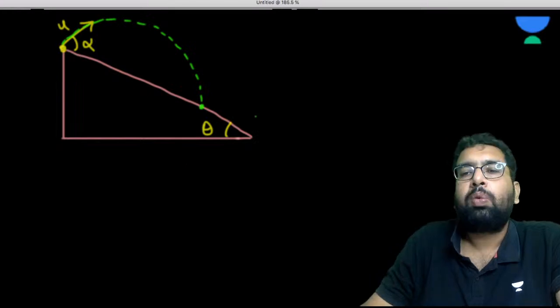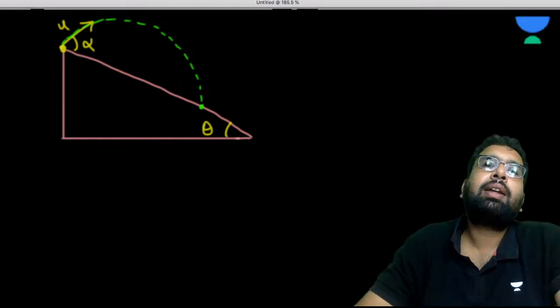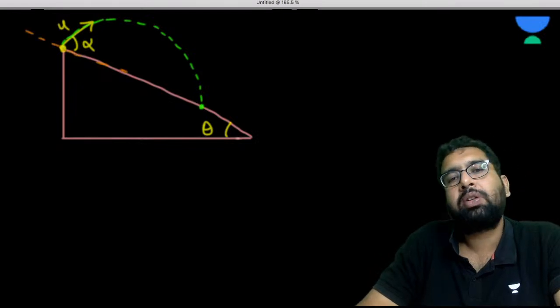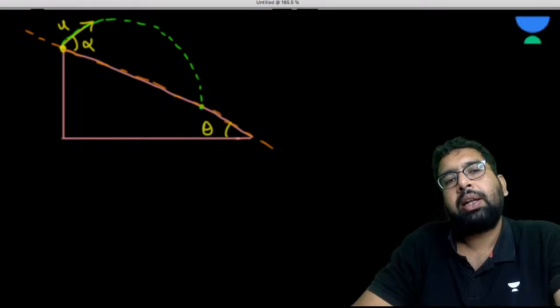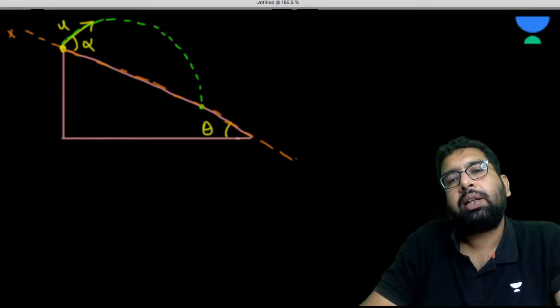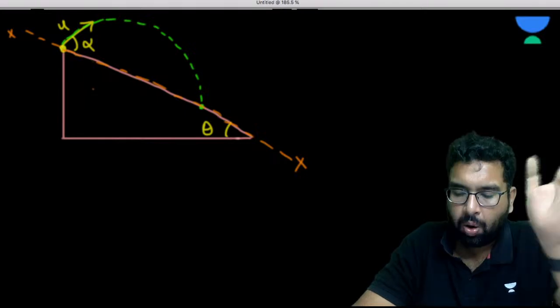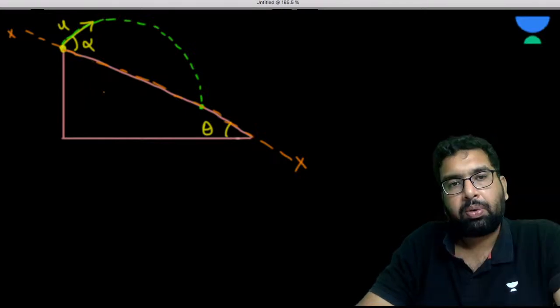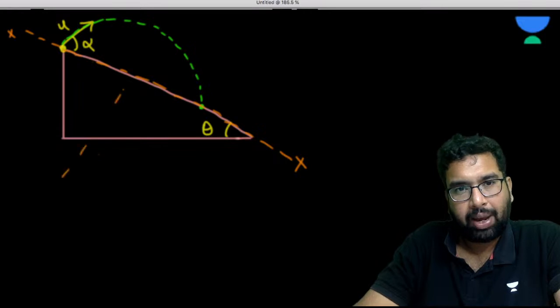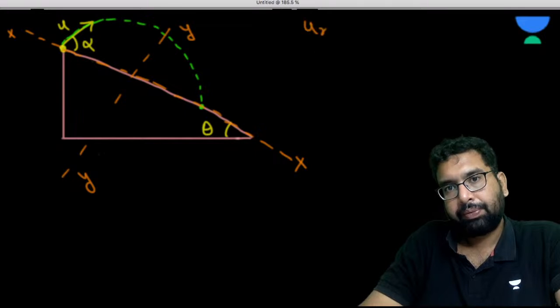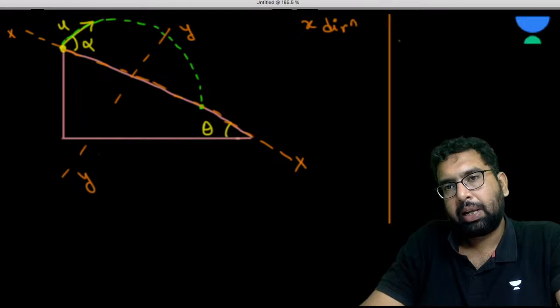Now, as soon as we see an inclined plane, in this topic, and also in the next topic, in the case of friction and everything, whenever you see an inclined plane, you always do one thing. You consider x and y along and perpendicular to the inclined plane. So this is going to be your x, this is going to be your y. Just keep this in your mind and you will never make any mistake.